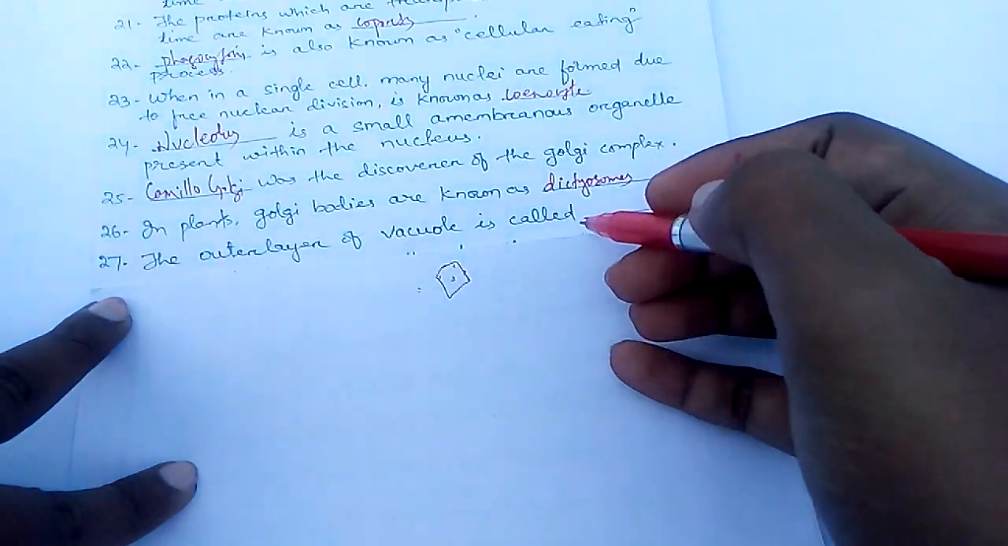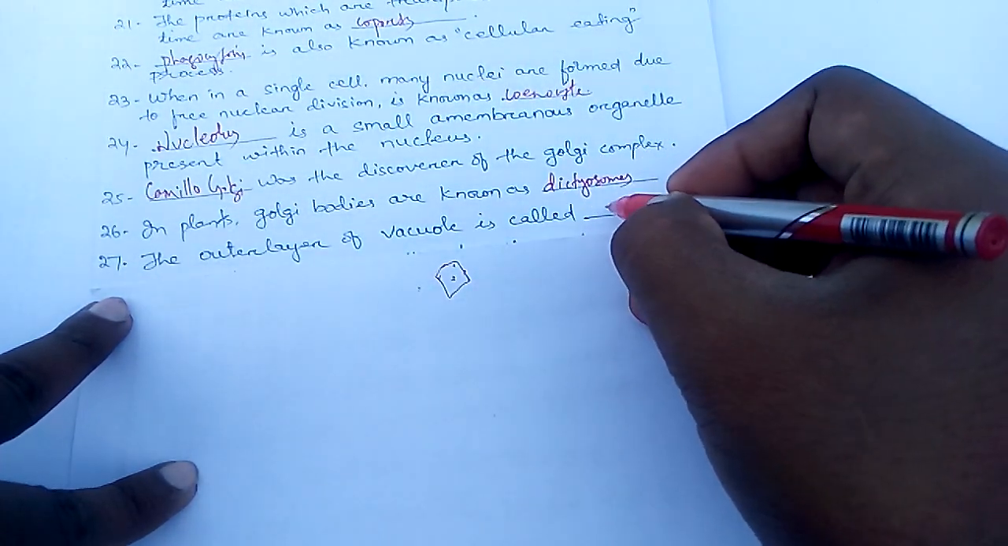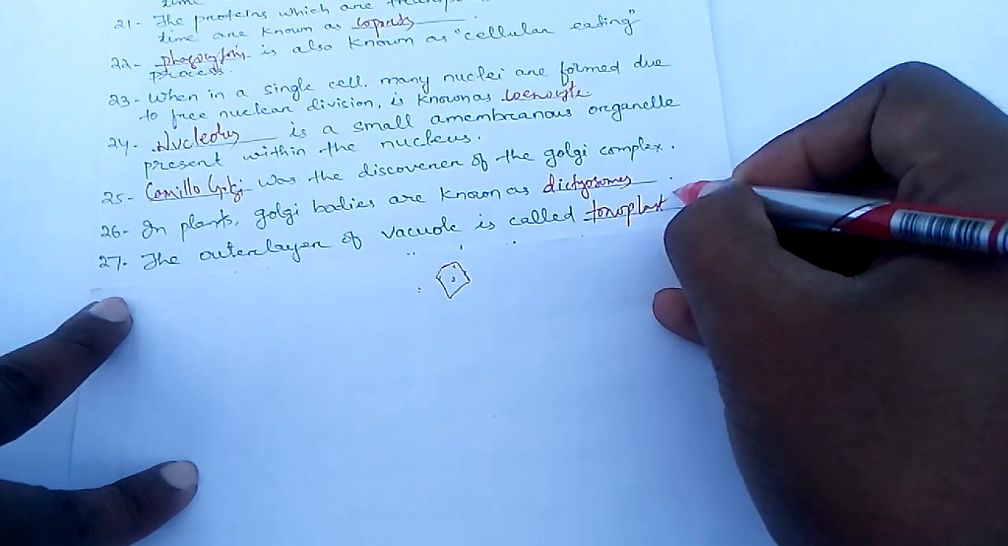Then question number 27. The outer layer of the vacuole is called ___. Simple, the vacuole is a cell organelle. The outer layer of the vacuole is known as the tonoplast, tonoplast.